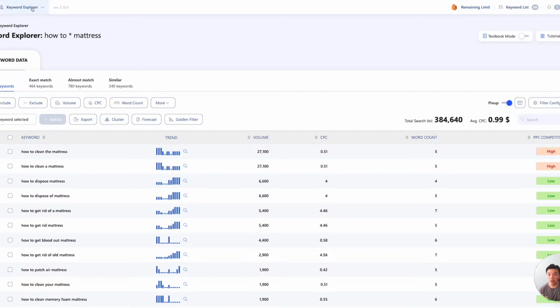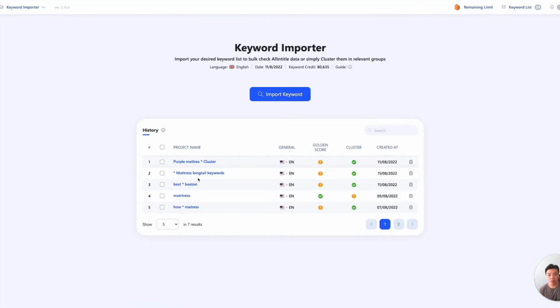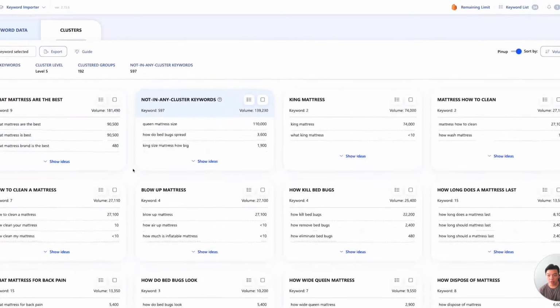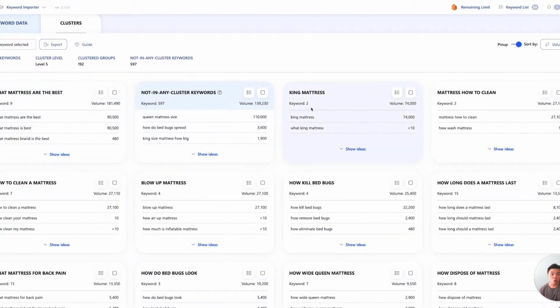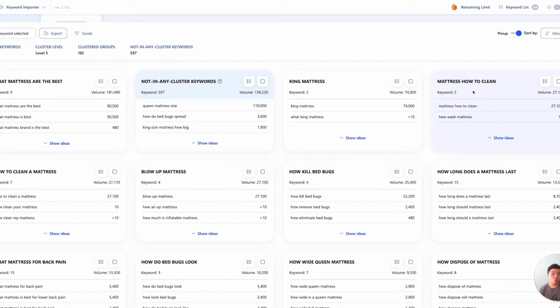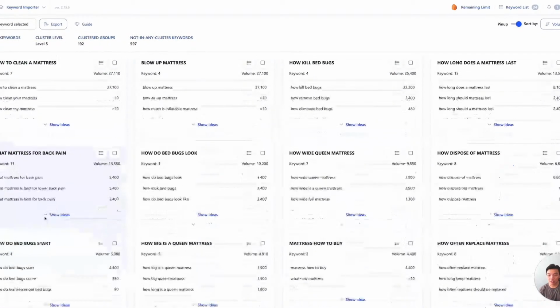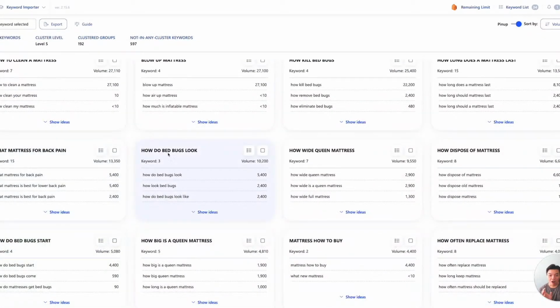From here, just simply go into cluster, and I already did something here, so you can see you can group them, and it looks like this. What mattresses are the best? That's one of the clusters. We have how to clean mattresses, how long does a mattress last, how to kill bed bugs, blow up mattresses, mattresses for back pain, how do bed bugs look, how wide is a queen mattress. Very clear layout of every demand group of keywords, possible for you to export out and start playing around with, understanding.